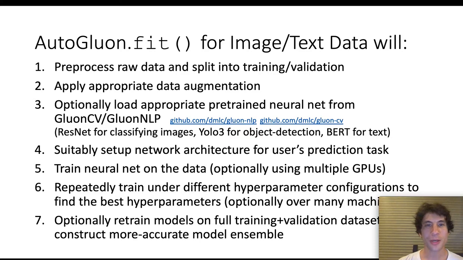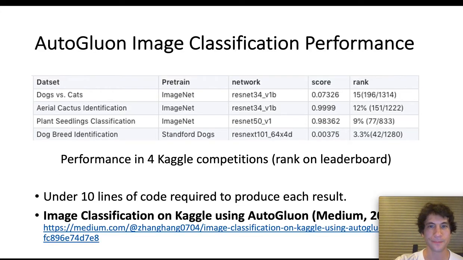You can optionally finally retrain models on the full training and validation sets, and also construct a more accurate ensemble of multiple models. This is, again, something that's not offered in many AutoML tools that try to automate deep learning, but it can really help you boost accuracy in a practical application.